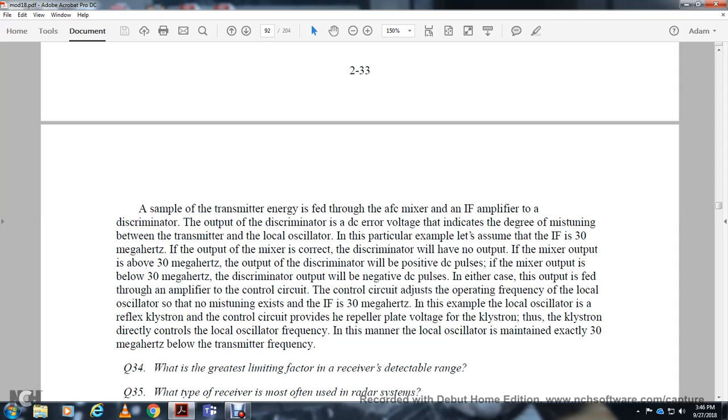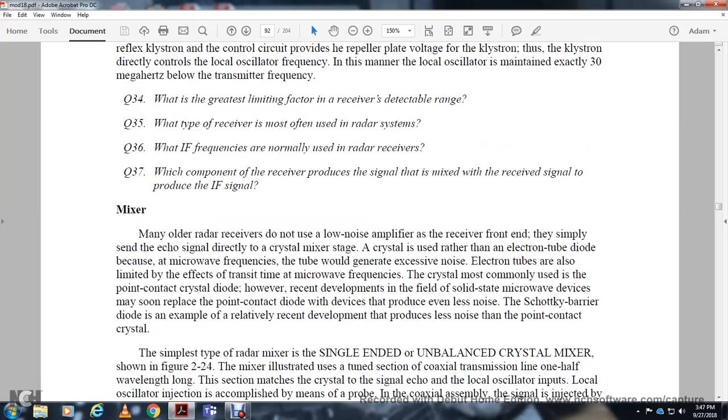In either case, the output is fed through the amplifier to the control circuit. The control circuit adjusts the operating frequency of the local oscillator so that no mistuning exists and the intermediate frequency stays at 30 MHz. For example, if the local oscillator is a reflex klystron, the control circuit provides the voltage to the repeller plate of the klystron. Thus, the klystron directly controls the local oscillator frequency, which mainly maintains exactly 30 megahertz below the transmitter frequency. Crystal mixer.